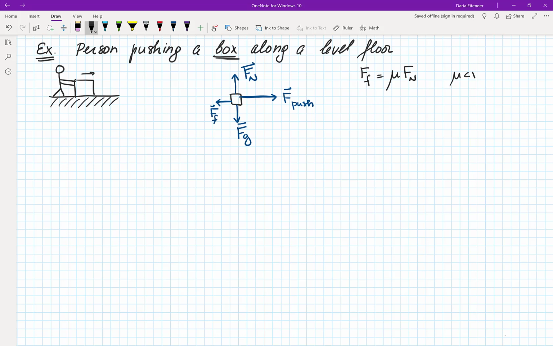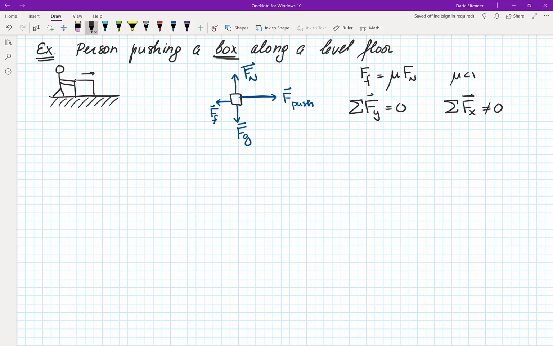I don't know from this problem if the box is accelerating or not. So I have no information to say anything about how force of friction and force of push relate to each other. So this is the best I can do for the time being, right? And again, what I'm using here is I'm saying I know for a fact that there is equilibrium in the y direction, but I don't know anything about the x direction, right? So the way that I've drawn it, I'm basically saying that the sum of all forces in the x direction is not equal to 0. But that's only because I have no other information.